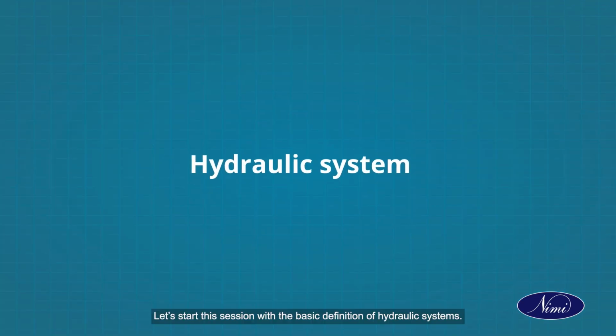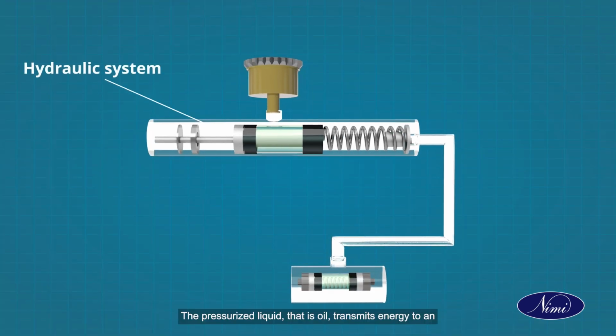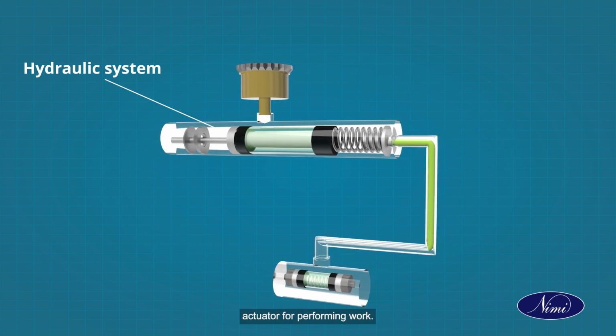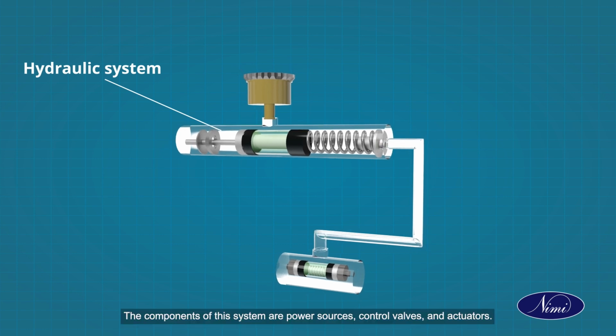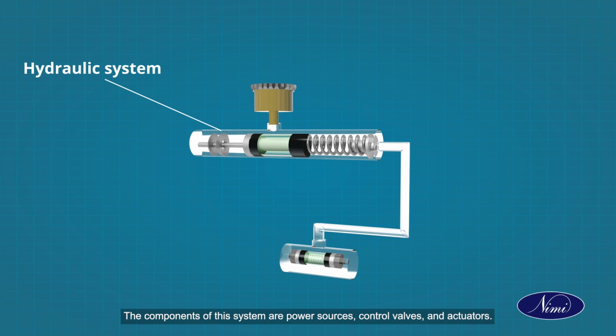Let's start this session with the basic definition of hydraulic systems. The pressurized liquid, that is oil, transmits energy to an actuator for performing work. The components of this system are power sources, control valves, and actuators.